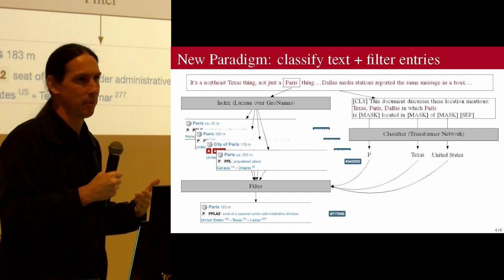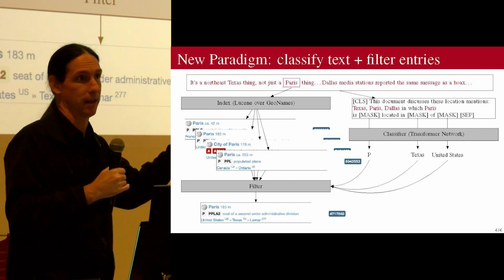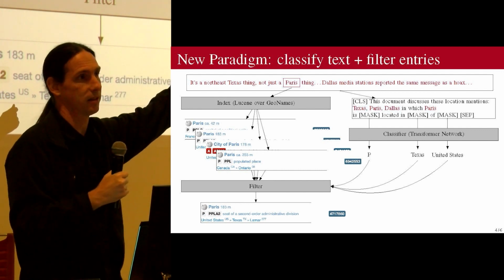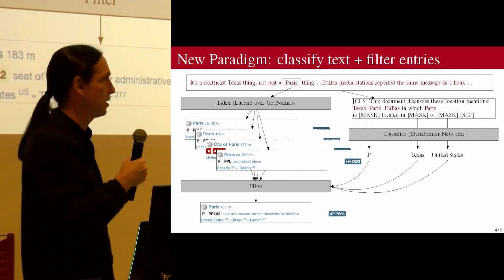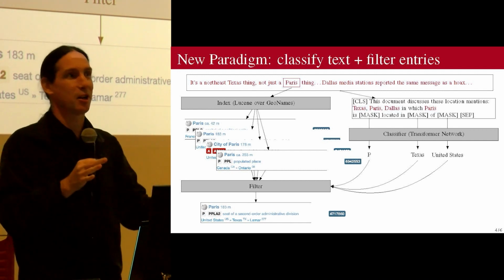And the cool thing is it's able to make some inferences that aren't explicitly in the text. The text never says United States, but you can figure that out because the mentions in there are very indicative of the United States. That's the end of machine learning.